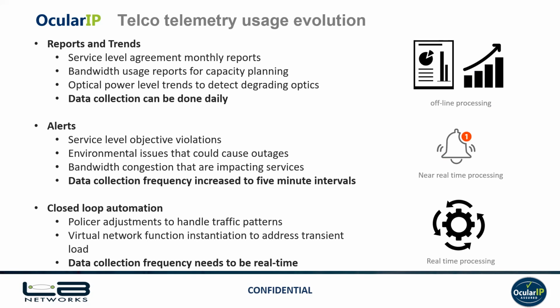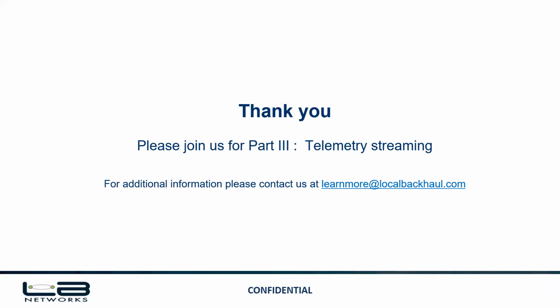More recently, with the advent of technologies such as SDN and NFV, telemetry data has been promoted as a key enabler for closed-loop automation. This type of automation could be used to make adjustments to traffic policer configurations or to trigger the instantiation of virtual network functions to address transient network load. This requires real-time processing and real-time telemetry. Telemetry streaming has been introduced to fill that need.